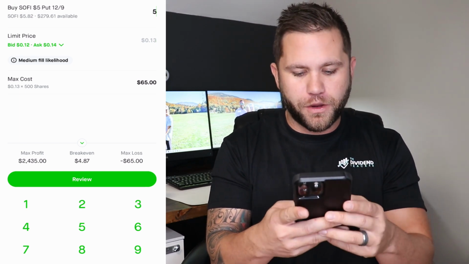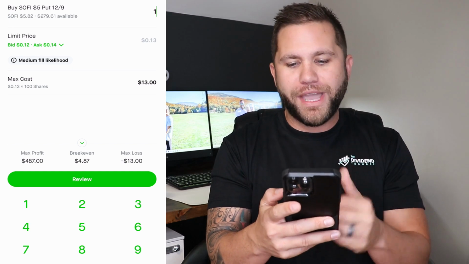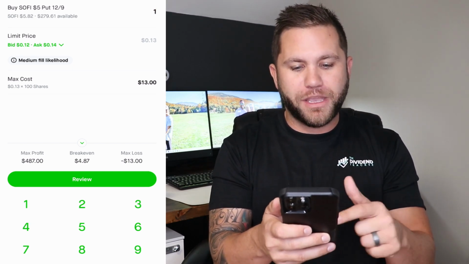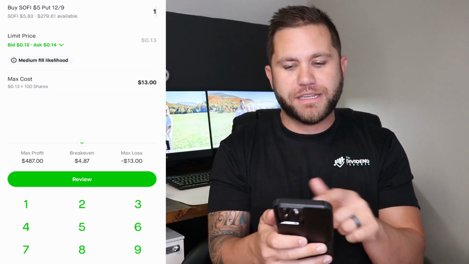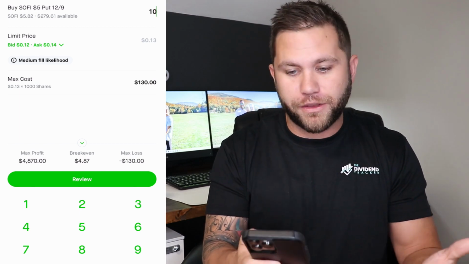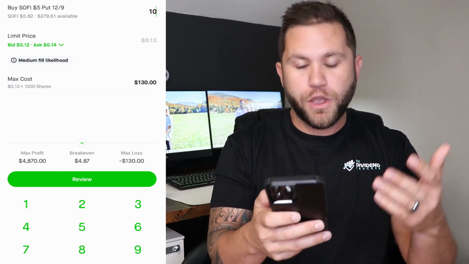So we can come back up here and we can go back to 1. Now we have $13, because the 13-cent limit price is multiplying by those 100 shares, since it's one contract, giving you $13. So if we did 10, that'd be $130, because it's 13 cents times 1,000 shares.